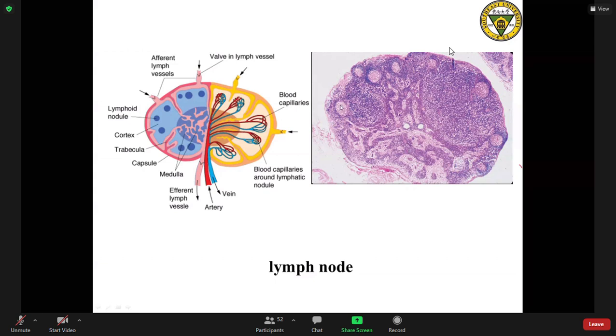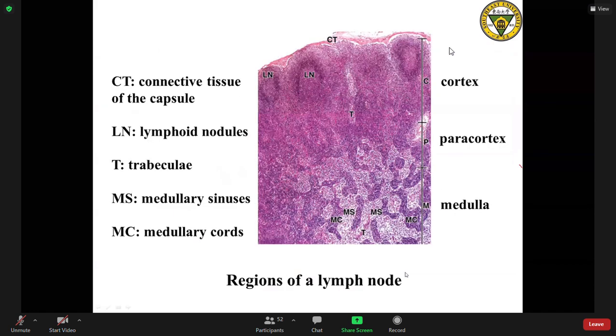Here is the HE section. Under the microscope you can also see the lymphoid nodules. This is the cortex. Here is the medulla, the medullary cord and medullary sinusoid. The outer part is the capsule, the connective tissue covering the surface. And this connective tissue is just like the spleen.